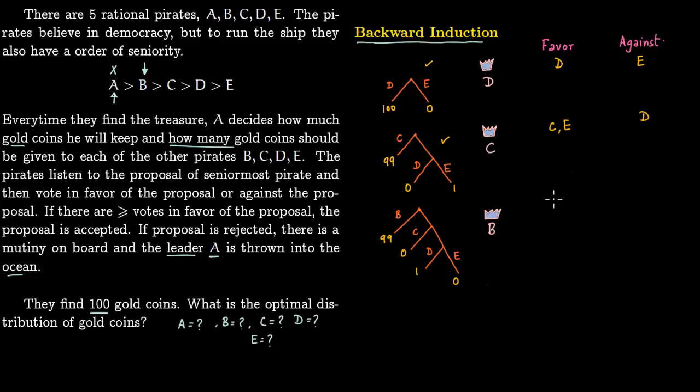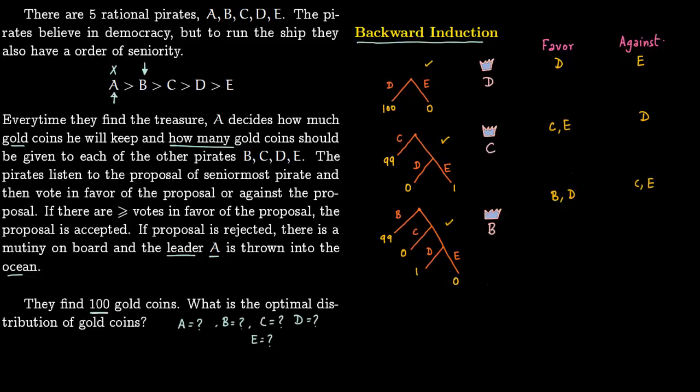B will obviously vote in his favor, but along with B, D will vote, because D knows that if he votes against B and they kill B, he will be in this situation where he will get 0 coins, and he does not want 0 coins, he wants at least 1. So B and D both vote in favor, and C and E obviously will vote against because they are not getting anything. But then you have a tie here, so this proposal is also optimal.